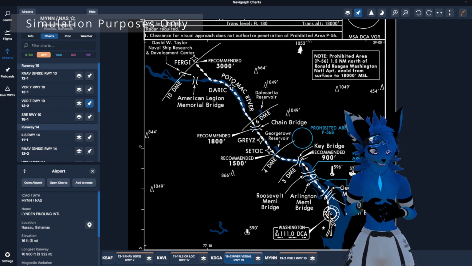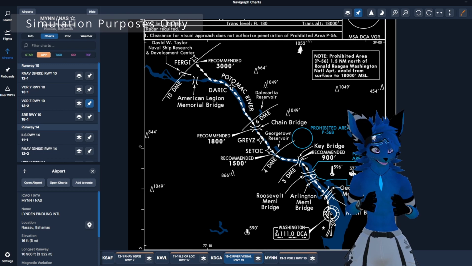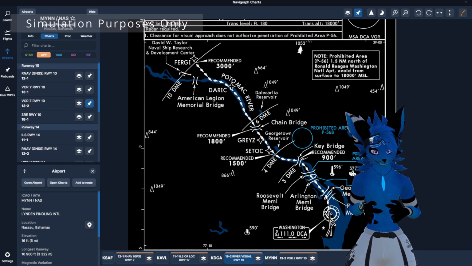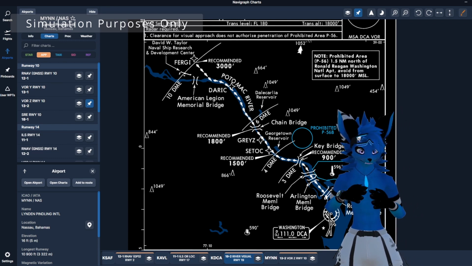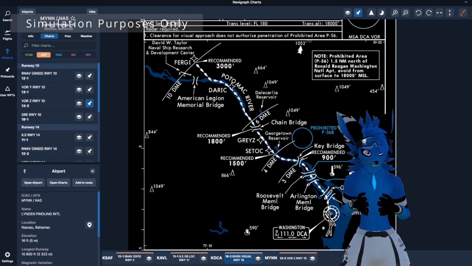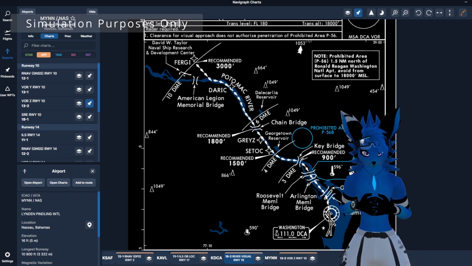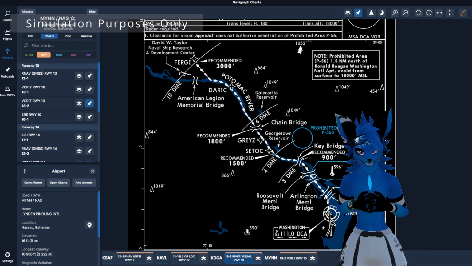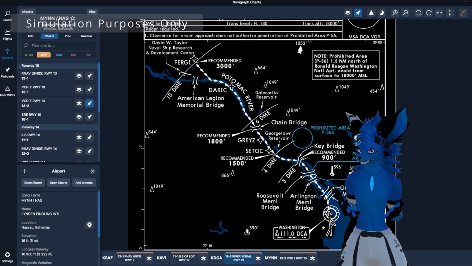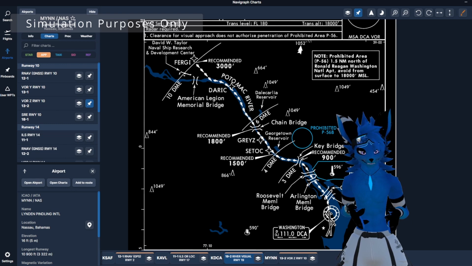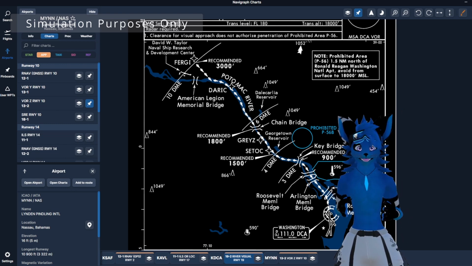When we get to 6 DME, we want to be somewhere around 1,800 feet and then continue past the Chain Bridge, continue our descent down to 1,500 feet when we're 4 DME, still tracking along the river. When we get to the Key Bridge, we want to be at 900 feet, continue past the Roosevelt Memorial Bridge and the Arlington Memorial Bridge. And then once we get past the George Mason Memorial Bridge, and I don't know how to say the name of that bridge, once we get past those 2 bridges, we are then going to make our turn to final to come in and land on runway 19.